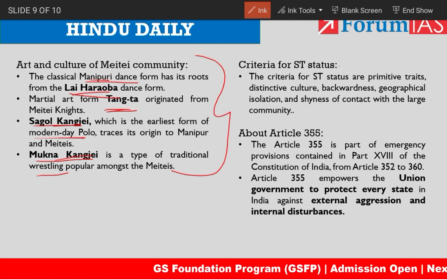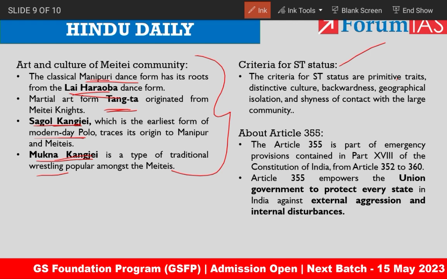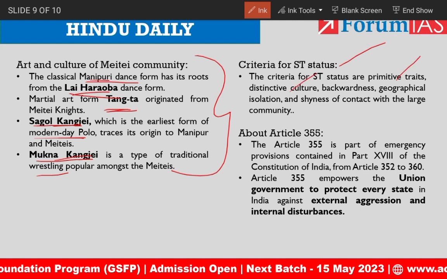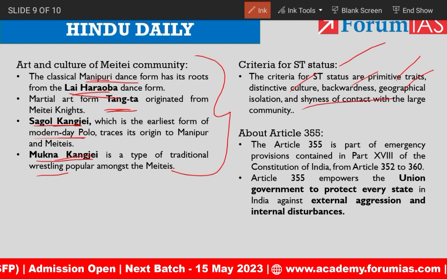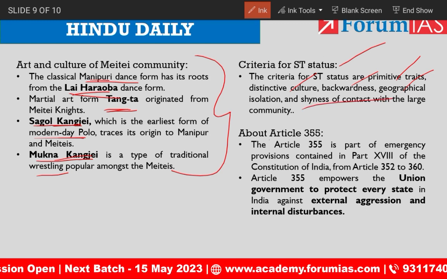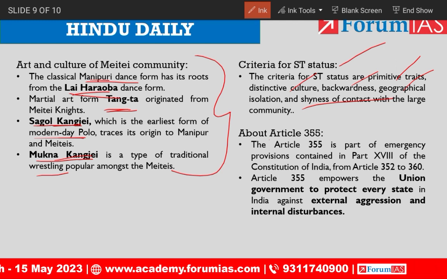So they're asking for ST status. You see what the criteria for ST status are right now? The local committee has given all these things: primitive traits, distinct culture, backwardness, geographic isolation, and shyness of contact with the larger community. I'm not sure if the Meiteis will come under all these things, but they're still asking for ST status.